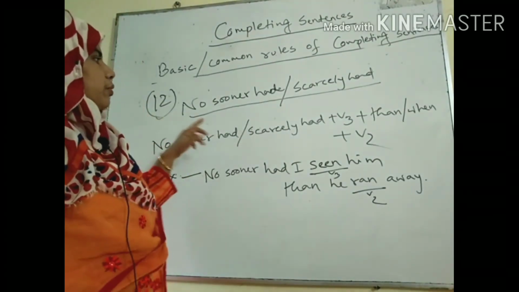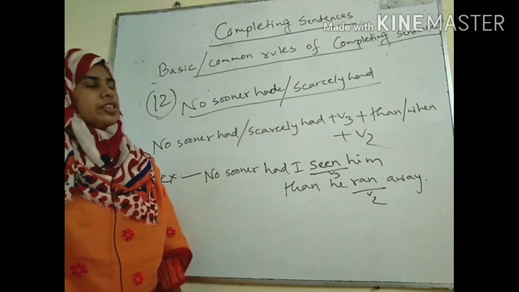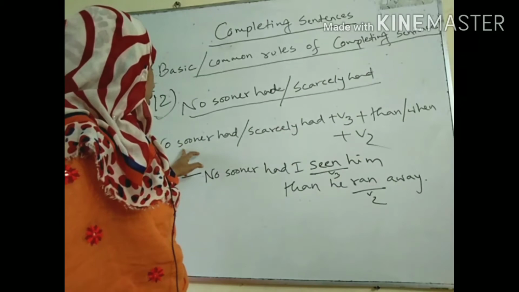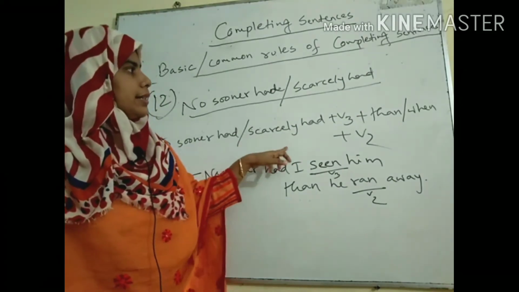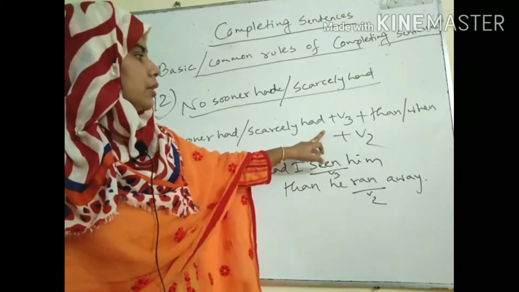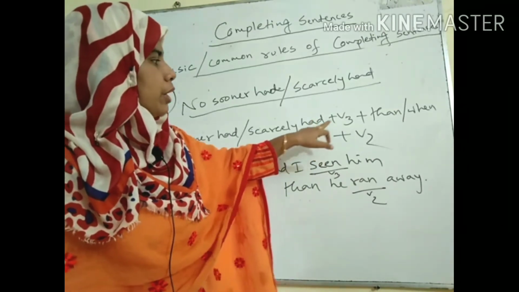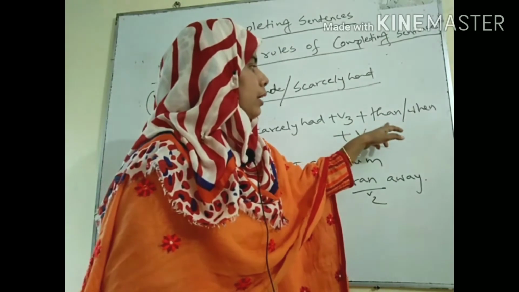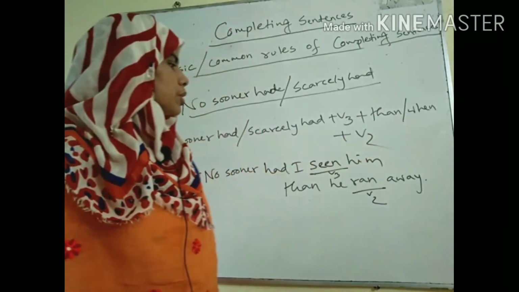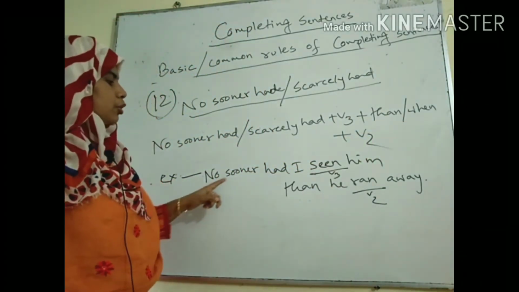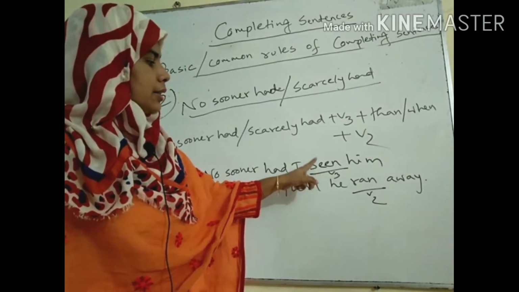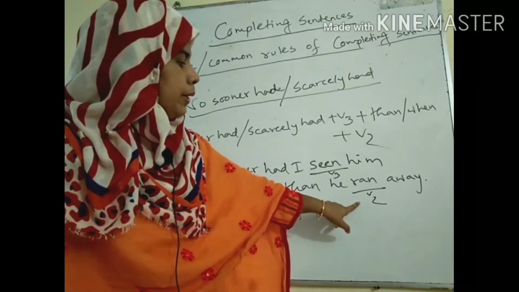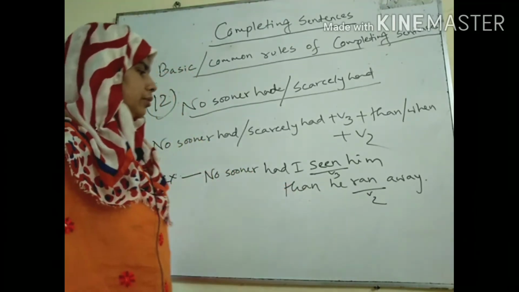Okay, rule 12, no sooner had or scarcely had or hardly had. If we use no sooner had or scarcely had or hardly had, after this had we have to use V3, and then after then or when we have to use V2. For example, no sooner had I seen, this is V3, seen him, then he ran away. After then we have used V2.